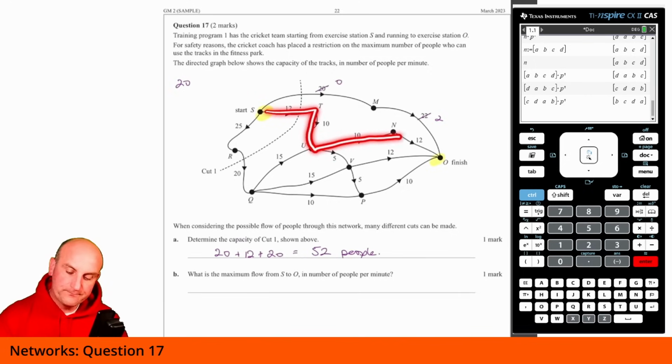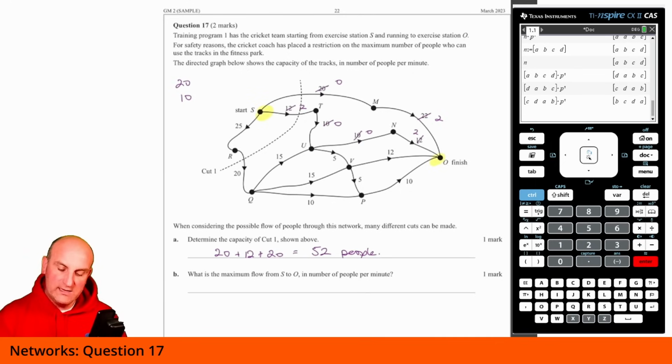All right, so what have I got? I've got 12, 10, 10, and 12. So the maximum I can get through there is 10. So that's got a capacity of 2 now. That's become 0, that's become 0, and that's become 2. Lovely. Okay, now if I look at this already, I can see that there's now no way anything's going to get through there because of that 0, and there's now no way of anything getting through there either.